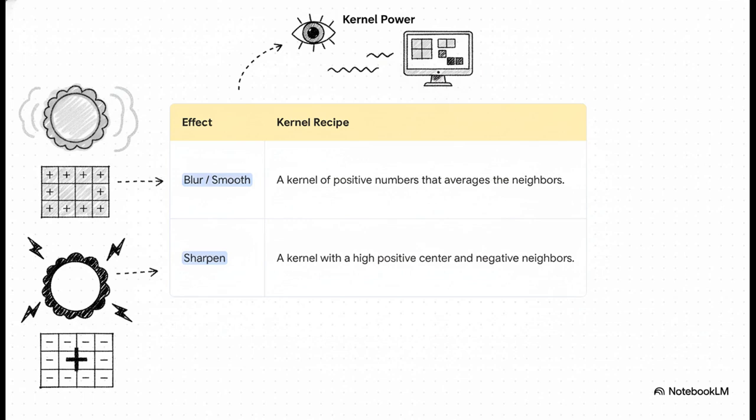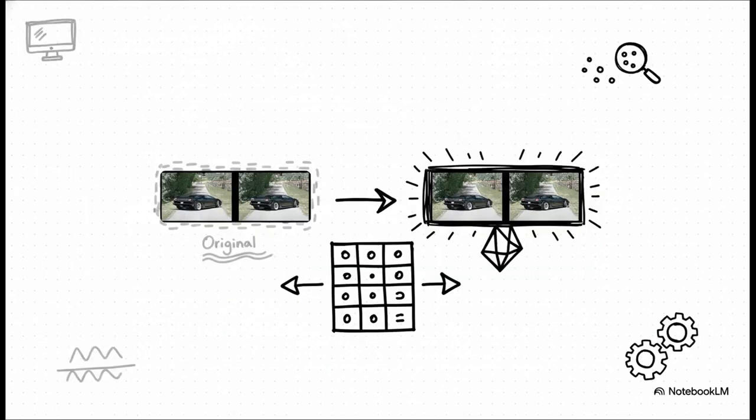Let's say you want to blur an image. Well, you just use a kernel that basically averages out all the surrounding pixels. But what if you want to sharpen it? Then you use a different kernel, one that exaggerates the difference between a pixel and its neighbors, which makes all the edges just pop.